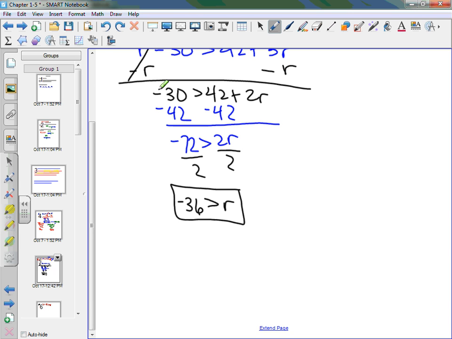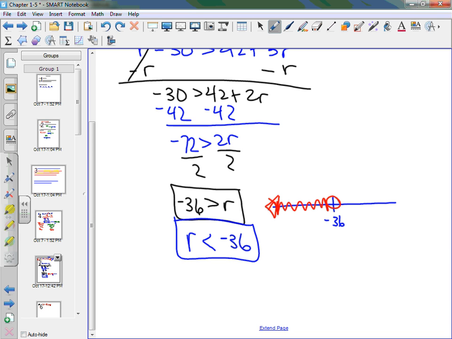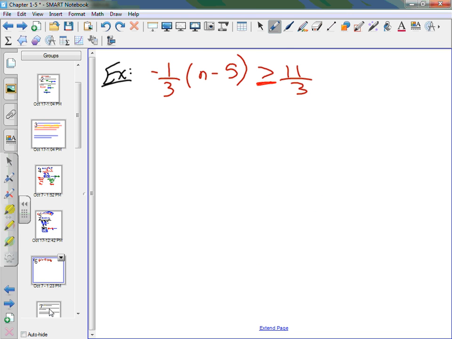Do we see that? Okay. It makes it so much easier for you if you constantly have your variable on the left-hand side. Any questions on what I just said? Excellent. Moving right along.